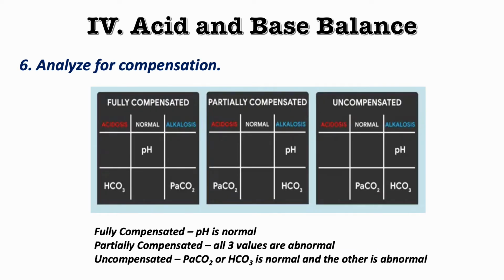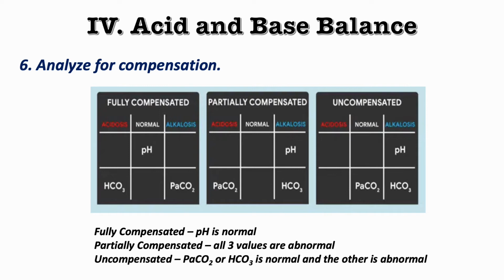Step 6, analyze for compensation. If it is fully compensated, pH is normal, and then one is acidosis, one is alkalosis. To determine whether respiratory or metabolic, check where pH is leaning, whether leaning on the alkalosis side or leaning on the acidosis side. If leaning on the alkalosis side, PCO2 is there, respiratory. If leaning on the acidosis side, bicarbonate is there, it's metabolic.